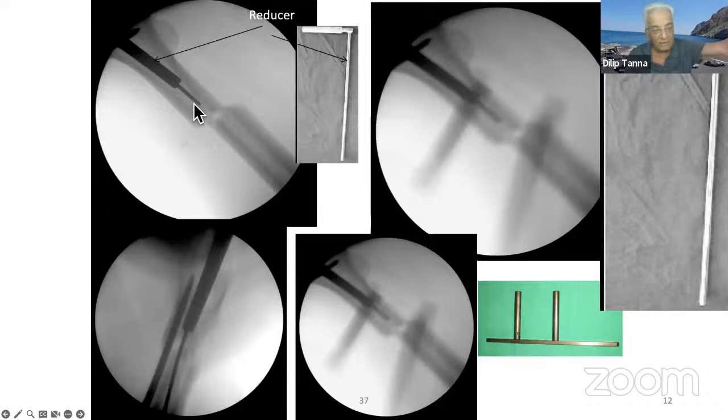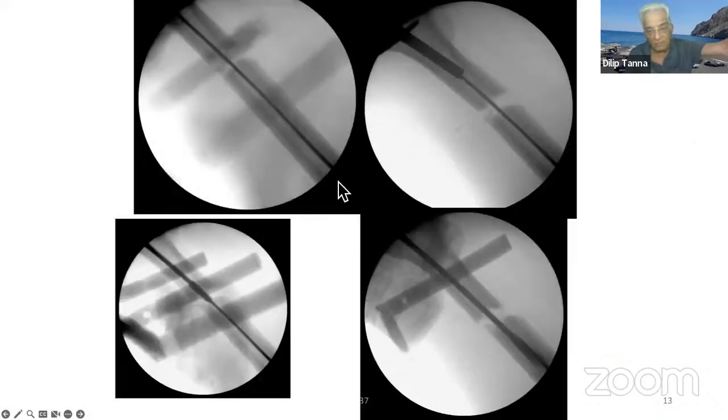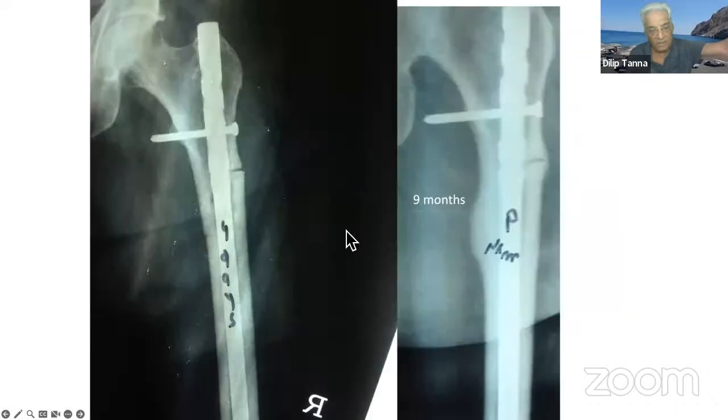And having put the device into the proximal part with this F tool, you will be able to get the reduction. And once you get the reduction with the F tool and with the help of this closed reduction, you will be able to achieve it. Once you get the closed reduction, the guide wire passes through. And this F tool is very important and is very useful for such situations. Once the guide wire passes through, reamer and a nail, and you will be able to get good fixation.